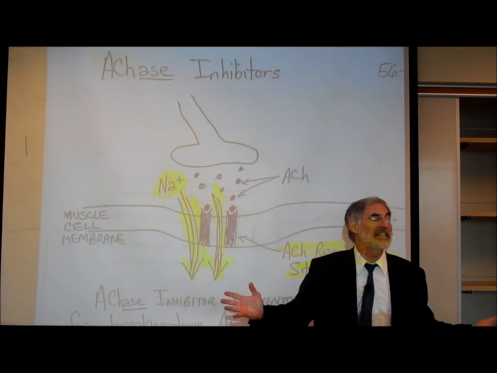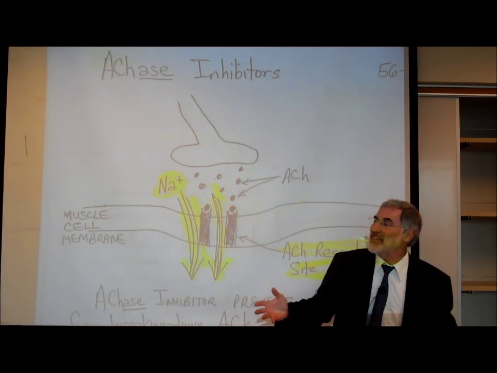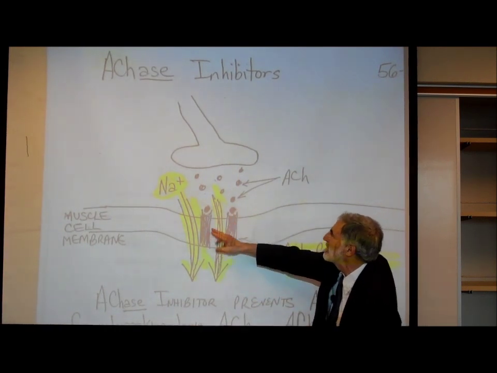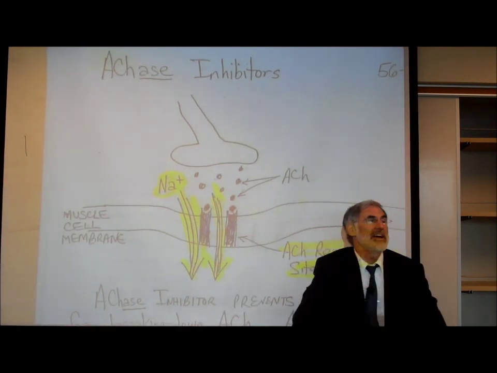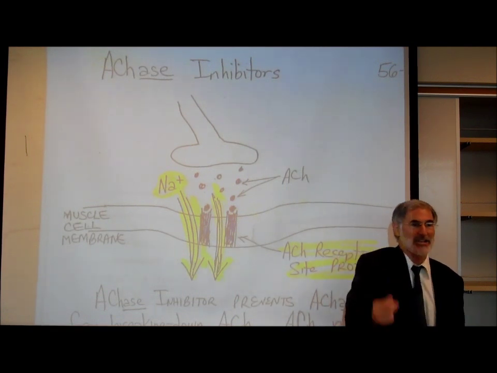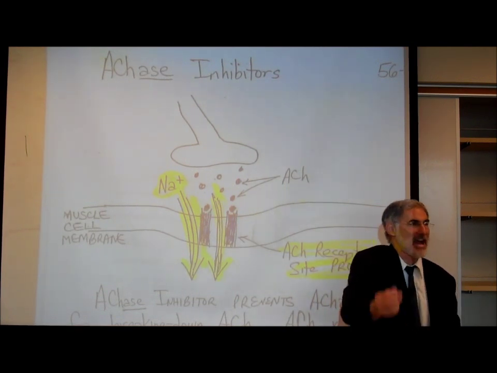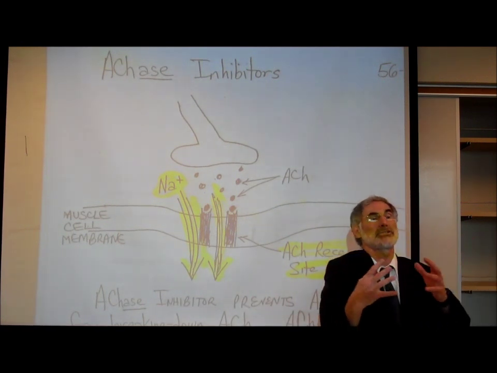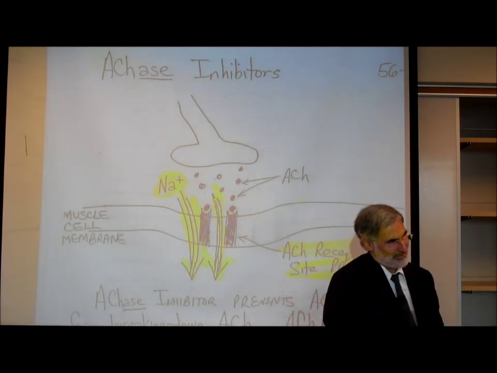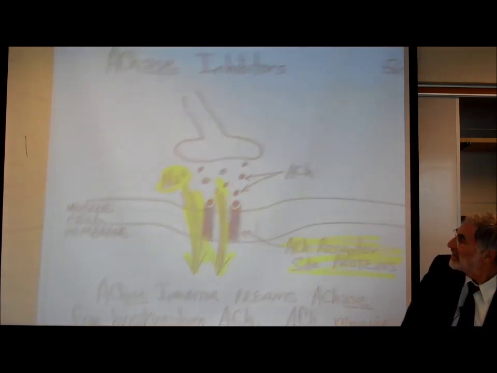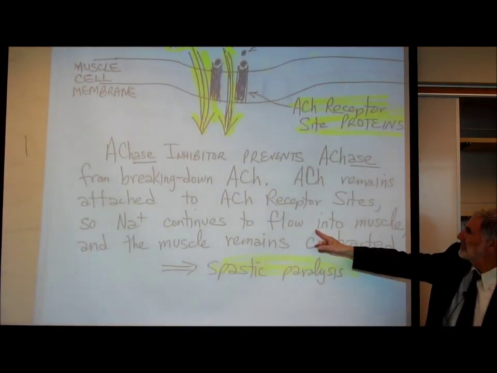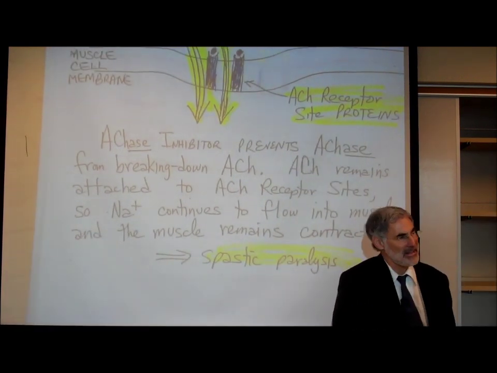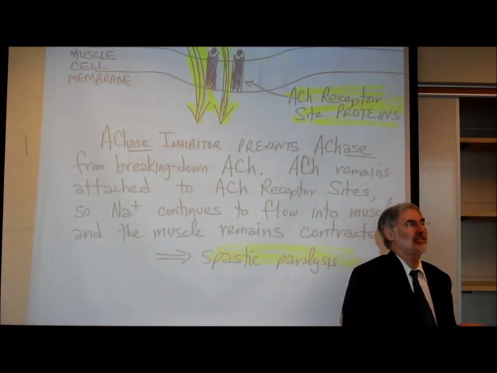But what if the enzyme has been inhibited? If the enzyme has been inhibited, the acetylcholine remains attached, the sodium channels remain open, the muscle keeps generating an action potential, another action potential, another action potential, and the muscle stays contracted. All right, and this is called spastic paralysis. What do you die from?